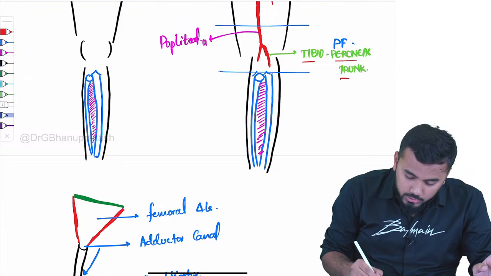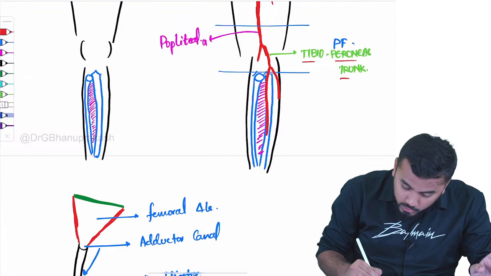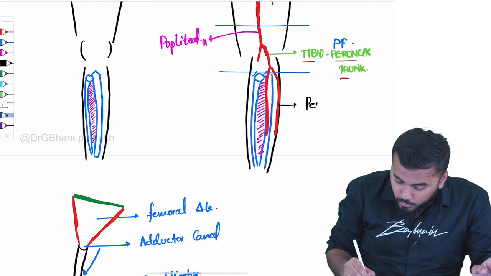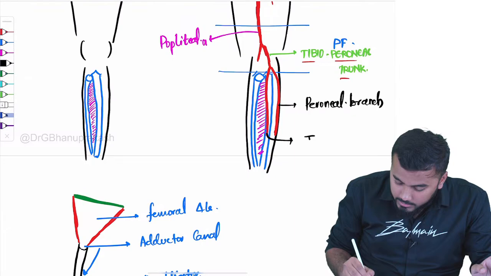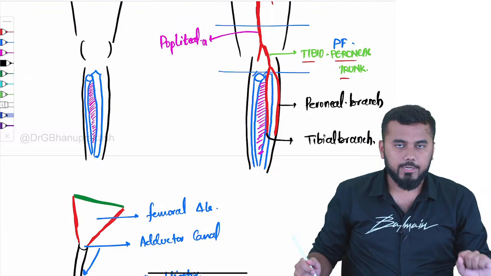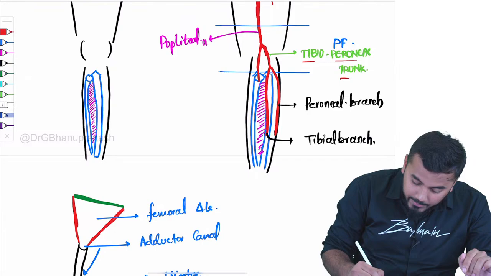So, one is called tibial branch, which goes like this down. Another one is called peroneal, which goes laterally, because I told you lateral compartment. Okay. So, this is your peroneal branch. And this one is your tibial branch. Okay. Tibial branch. Now, look here. The next artery. This artery is coming like this all the way.